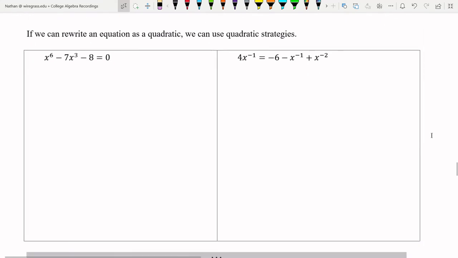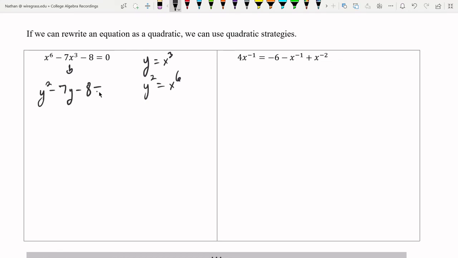Now, if our equation can be rewritten as a quadratic, we can use quadratic strategies to solve. And this first one, I can rewrite it as y equals x cubed, because now if I square both sides here, I get y squared equals x to the 6th. X cubed squared is 2 times 3 is 6. That means I can change this thing down into y squared minus 7y minus 8 equals 0.